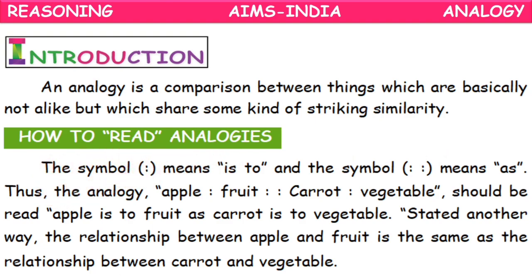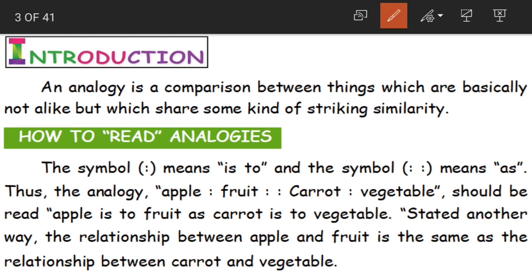Now coming to how to read analogies. The symbol, can you see this symbol children? We are having two dots, one below the other. It is read as is to. It means is to. And the symbol two pairs of two dots means as.